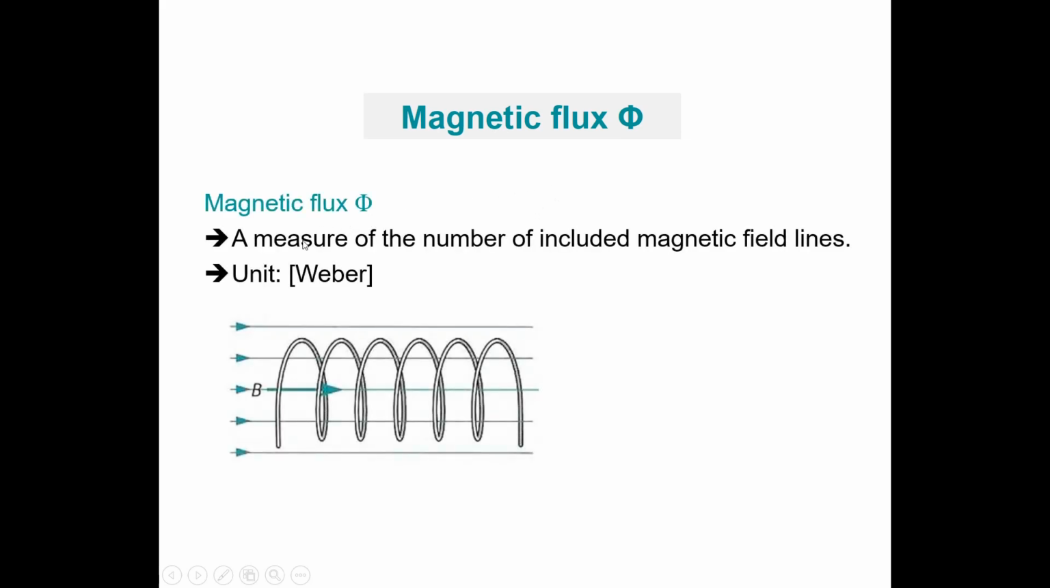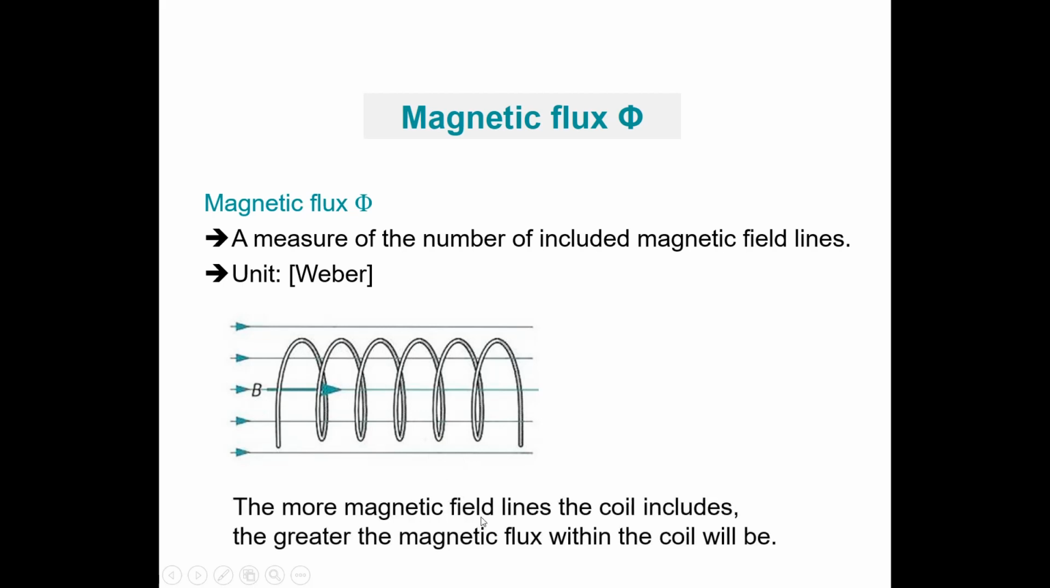The magnetic flux is a measure of the number of included magnetic field lines in a coil over here. So the arrows B are the magnetic field lines, and the more magnetic field lines the coil includes, the greater the magnetic flux within the coil will be. But only the field lines which are perpendicular to the surface of the coil will be taken into account. The unit of magnetic flux is Weber.